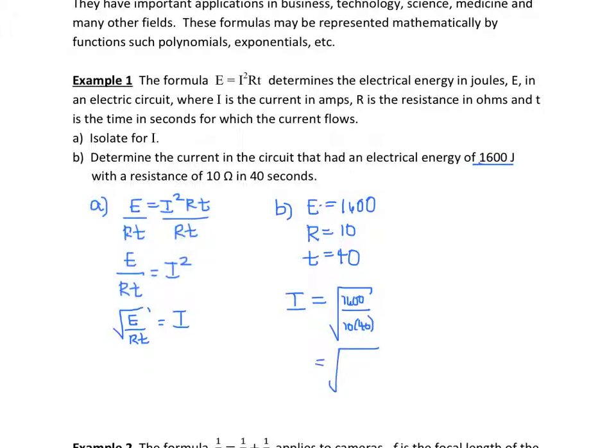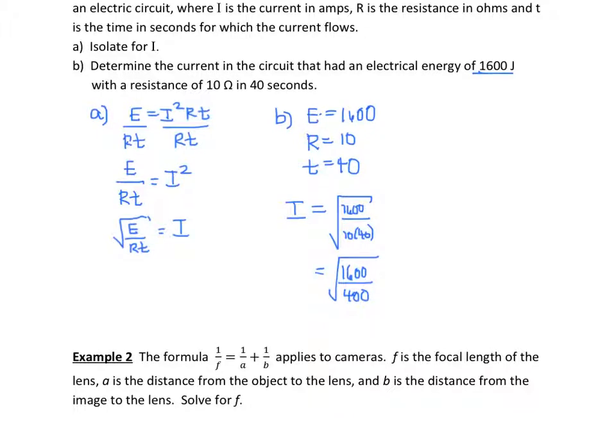So the square root of 1600 divided by 400, which means we need to find the square root of 4, which is 2. So therefore, the current is 2 amps, because it tells us in the question that the current is measured in amps.